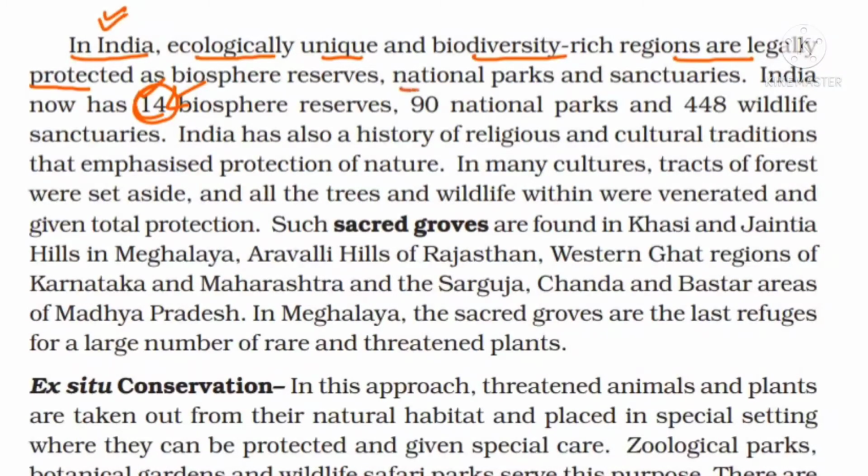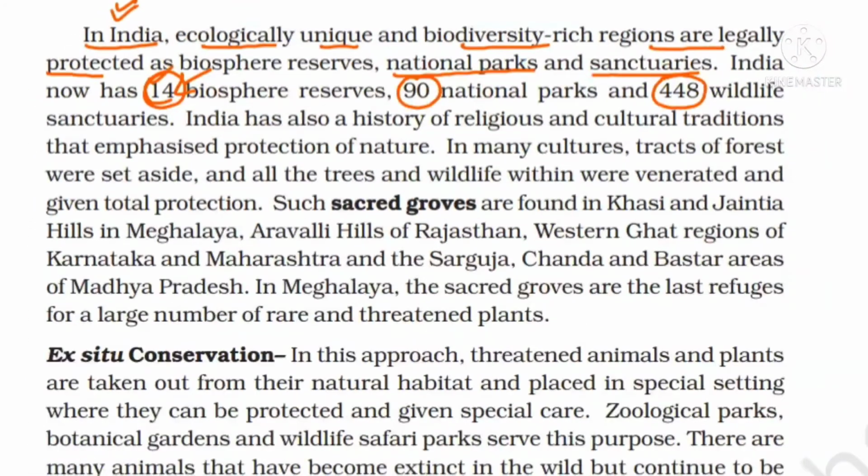Then the second one is national parks, of which we have 90. Third, we have wildlife sanctuaries, which is 448 wildlife sanctuaries. And in the summary area, it is giving more than 450 wildlife sanctuaries. Is it clear? So these are the protected areas. Now let me explain biosphere reserves to you.